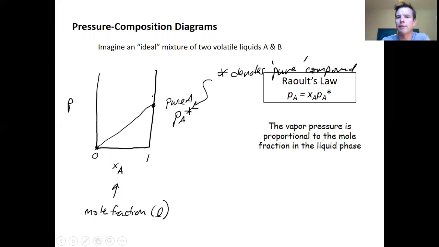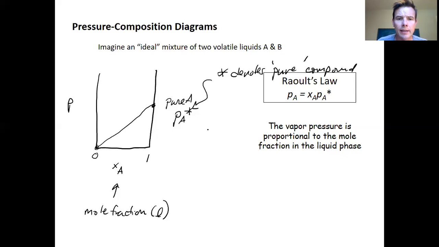So this has a specific name. It's called Raoult's law. Raoult's law says the following, and write this in your notes. The vapor pressure of component A is equal to the mole fraction times the vapor pressure of the pure substance. It's a simple statement that the vapor pressure is proportional to the mole fraction.